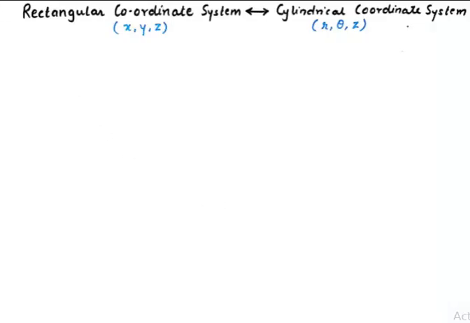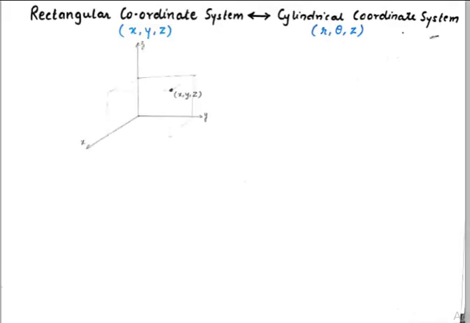When we talk about rectangular coordinate system, the point will have coordinates as x, y and z, and when we talk about cylindrical coordinate system, the points will have r, theta and z. And it is very important to know how these points look like in a three-dimensional space. So it's just a matter of perception, by the way.